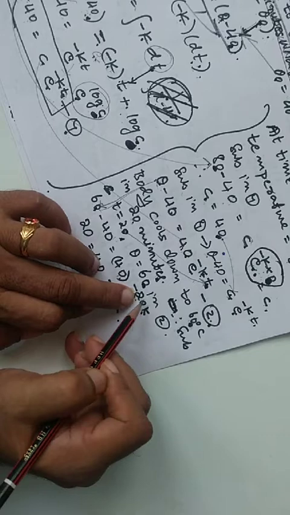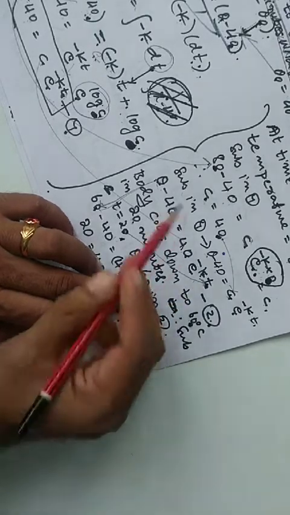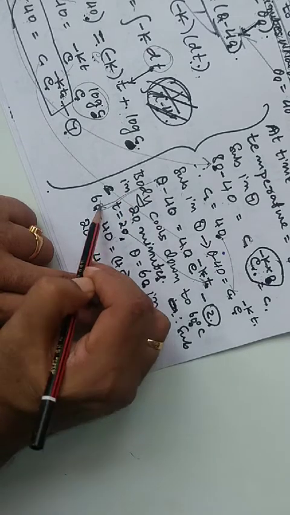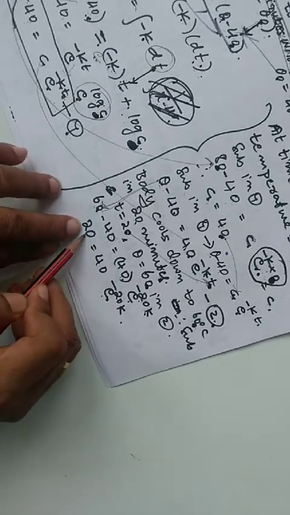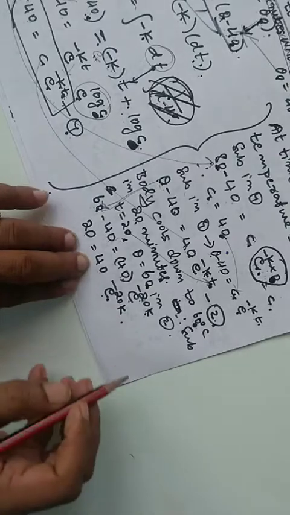T is 20 minutes, because after 20 minutes, theta, that is body temperature, cools down to 60 degrees centigrade. So 60 minus 40 is 20, that is equal to 40 into e to the power minus 20k.